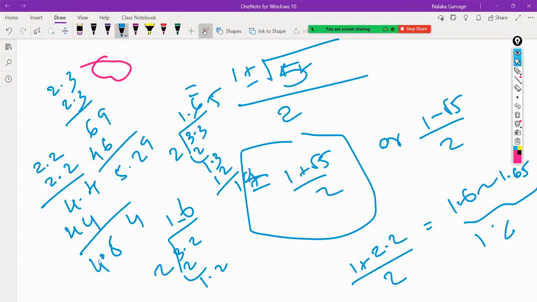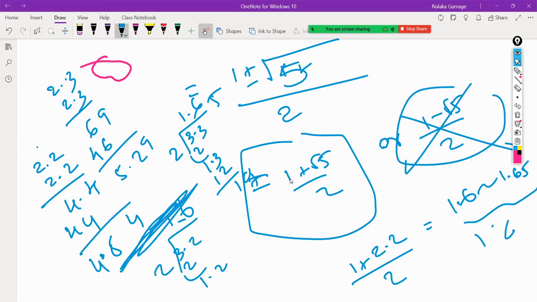2.2 squared is 4.84, 2.3 squared is 5.29. So therefore it must be between 2.2 and 2.3. Then I find the value given 2.2 and 2.3. Because I am not interested in the negative value, only the positive value, when I substitute 2.2 I get 1.6. When I substitute 2.3 I get 1.65.